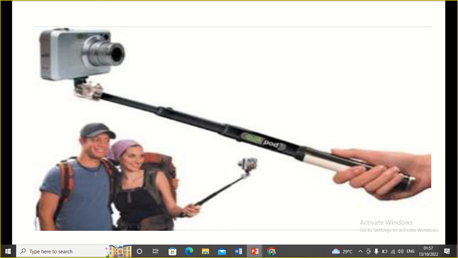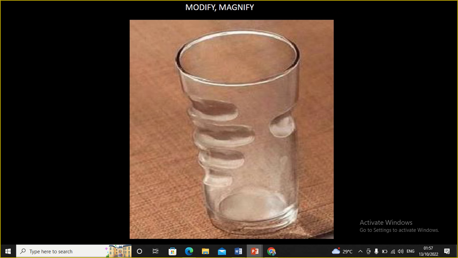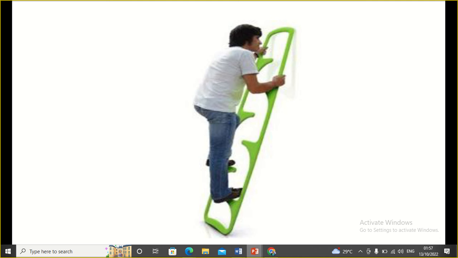Then this is a selfie stick. Then in this glass, innovation is applied. In this ladder also innovation is applied, that is, unnecessary parts are eliminated.